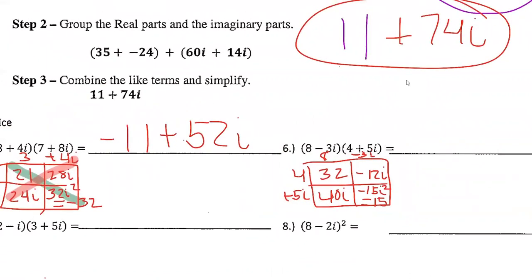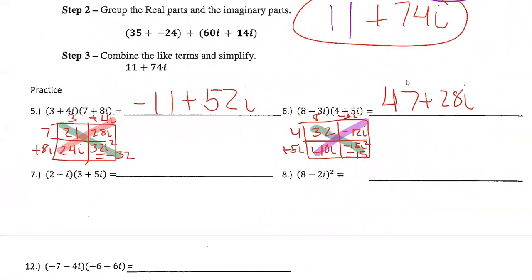And then just combine your diagonals. So 32 and 15 would be 47. And then do your i diagonal. Negative 12 plus 40, that should be positive 28.